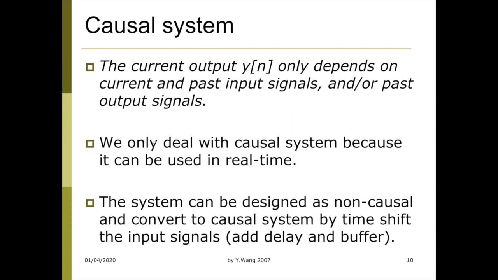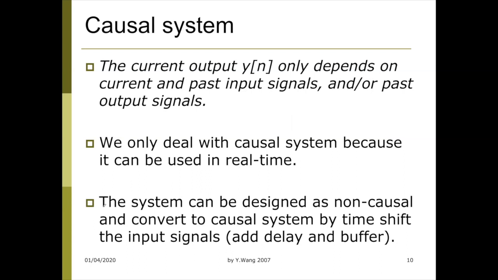Here is the causal system. The causal system basically means the current output y[n] only depends on the current and the past input samples and/or past output signals. So that's very easy to understand. We're only dealing with causal systems because they can be used in real time. Actually, real-time application is very, very important for audio. I think most DAWs now need to support real-time processing.